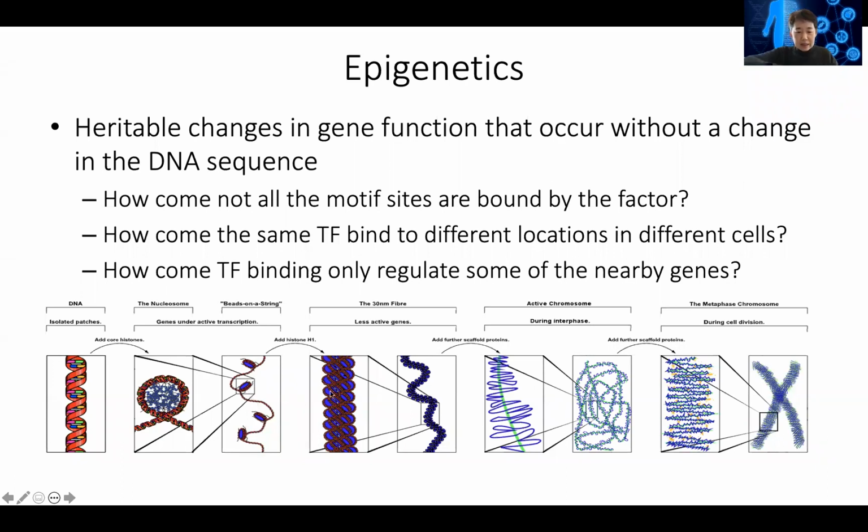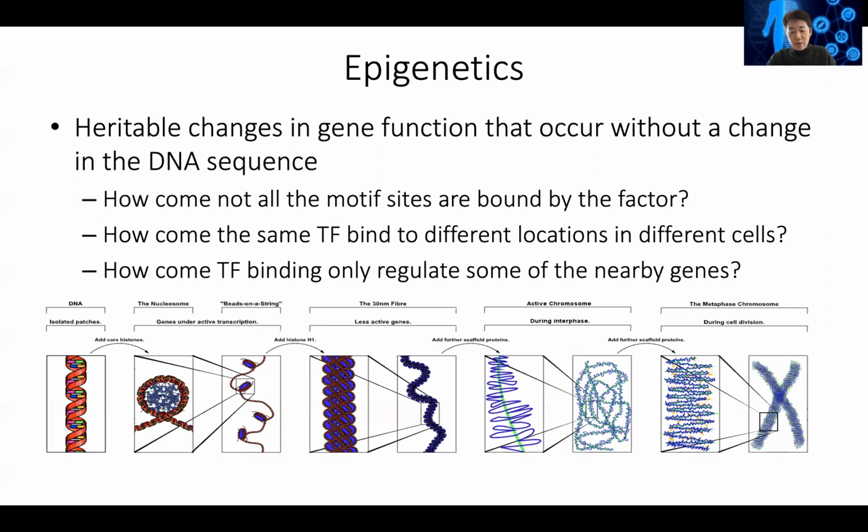This can then be stacked together to form a 30 nanometer fiber. If you zoom out even further, you'll see something like this. This can be packaged even further. You can imagine it as a rubber band: you keep twisting, and some regions become really tight, whereas other regions are still pretty relaxed. During the metaphase of the cell cycle, the chromosome gets very compacted, and at that time no gene is transcribed. The transcription activities are completely silenced.